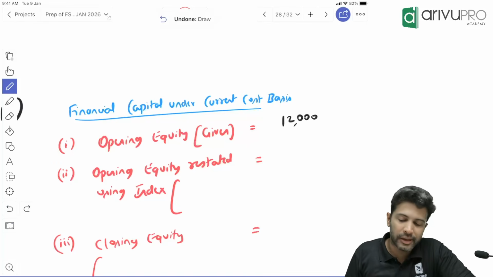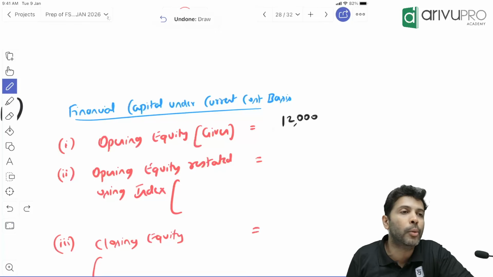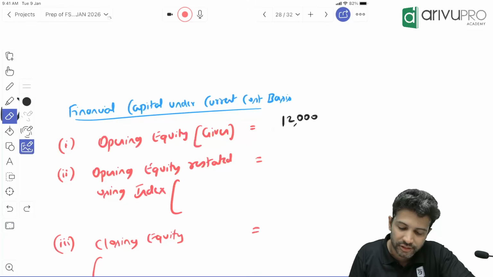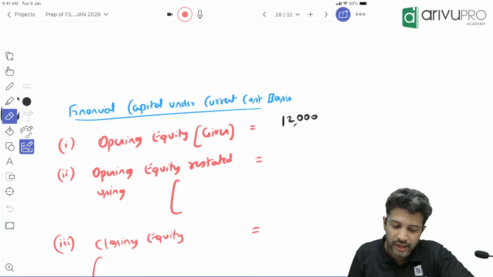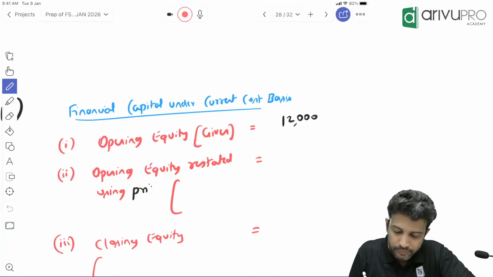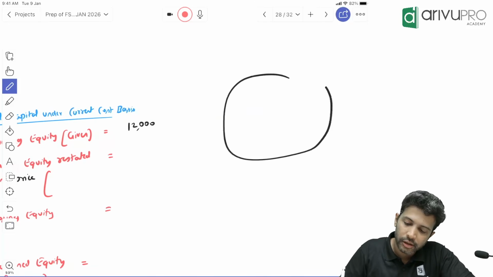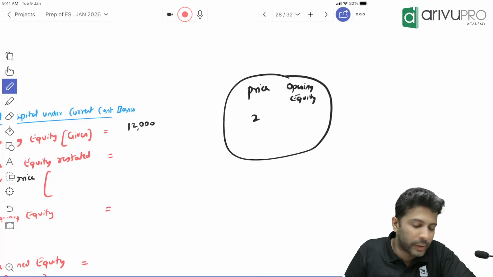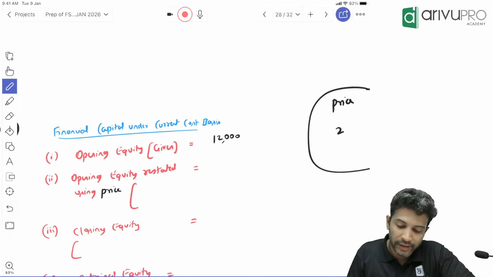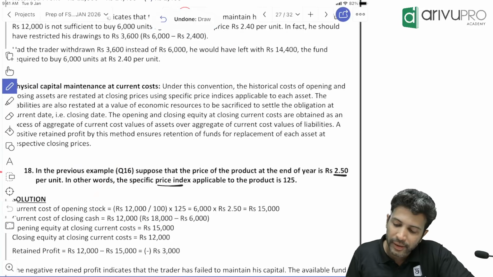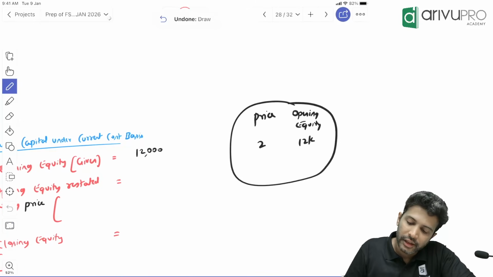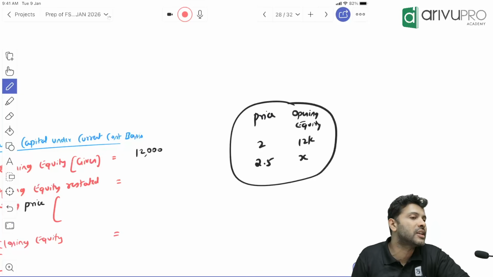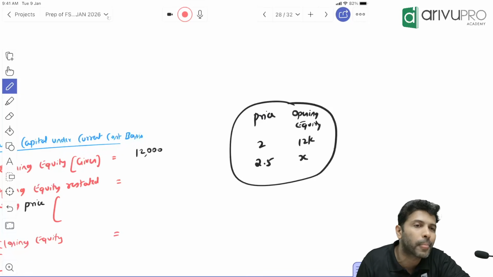In current cost basis, the first thing we'll have to do is restate your opening equity using your index or the price. Here we are restating the opening equity using the price. Very simple. When the price of the product was 2 rupees, how much was opening equity? Opening equity was 12,000. Now has the price of the goods become 2 or 2.5? If the price has become 2.5, what is your restated opening equity? Proportionate? Yes, sir.